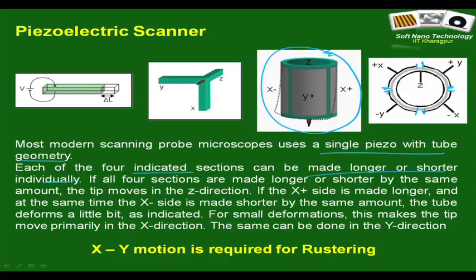Now, you can understand if all these 4 components simultaneously shorten or elongate, then you actually have a movement in the Z direction. However, if, let us say, the y plus component elongates and the y minus component shortens, you actually have a motion in the y direction. Similarly, with the help of these two, you can control the motion in the x direction, and that is precisely what is done.